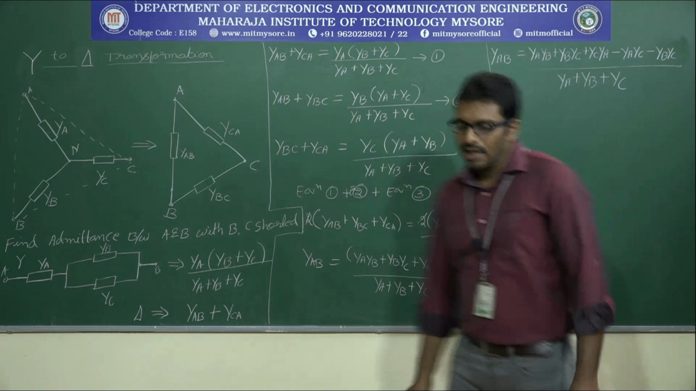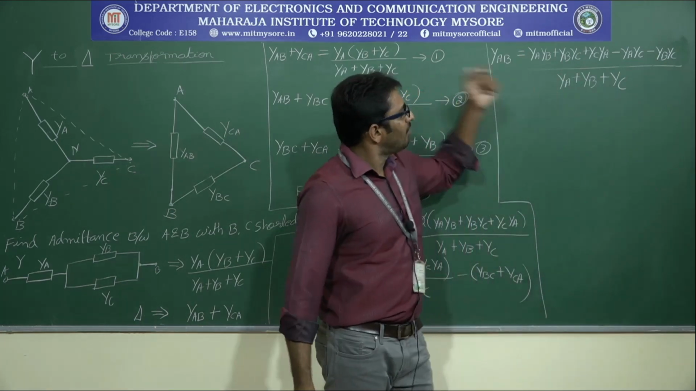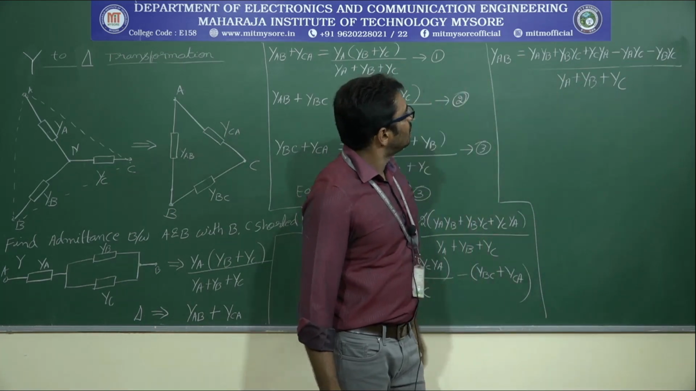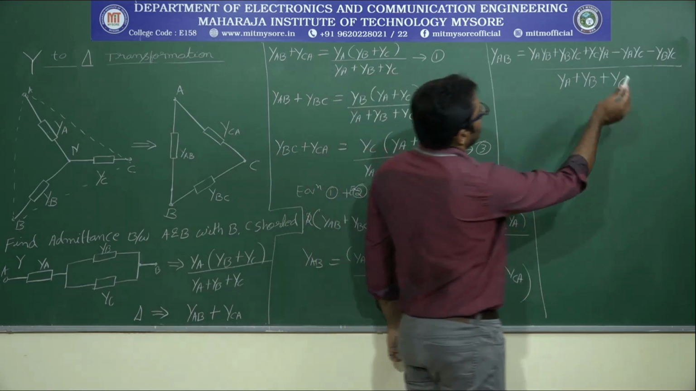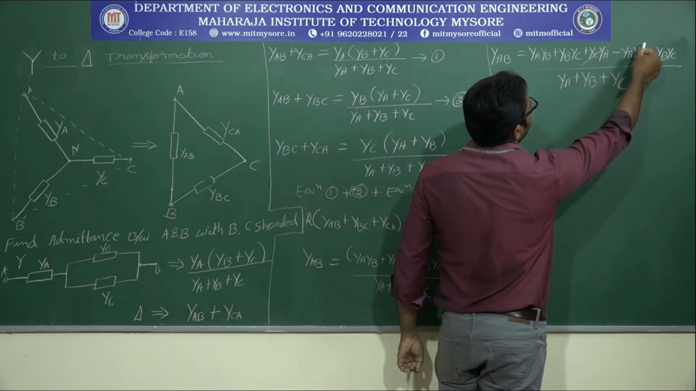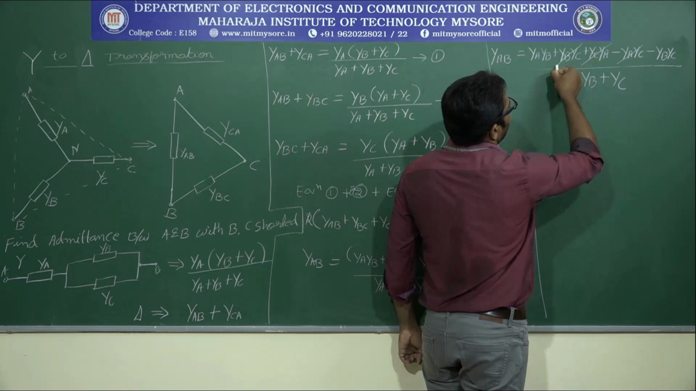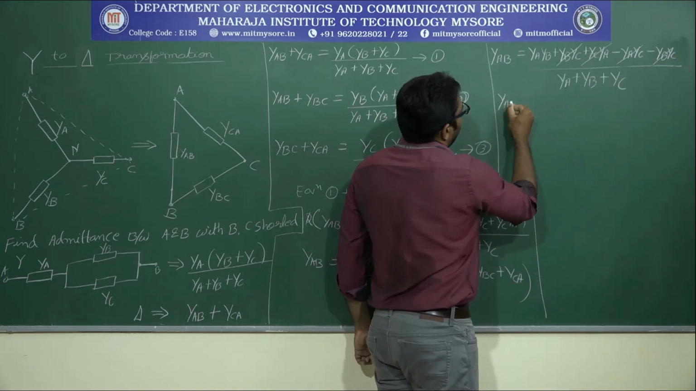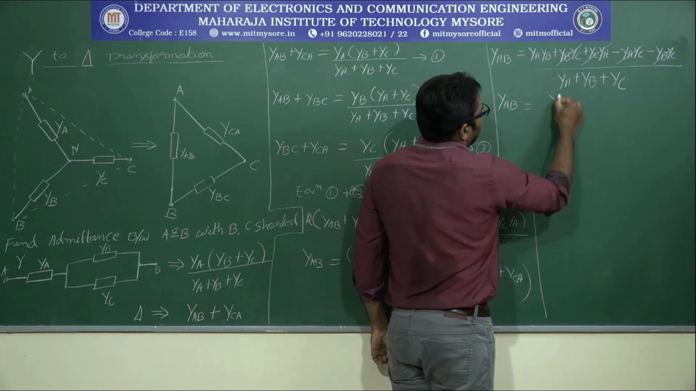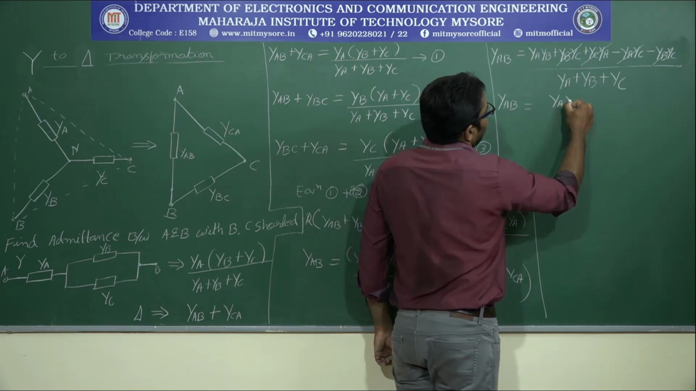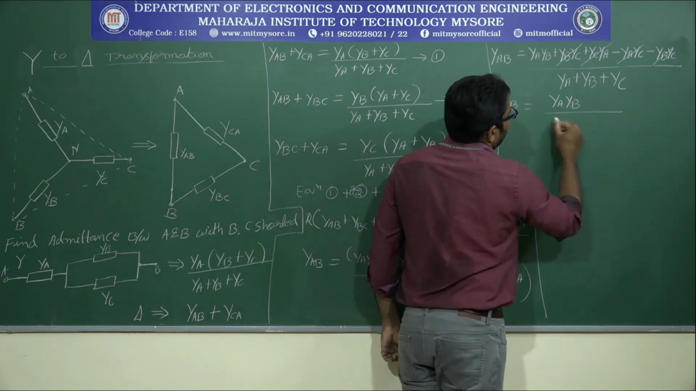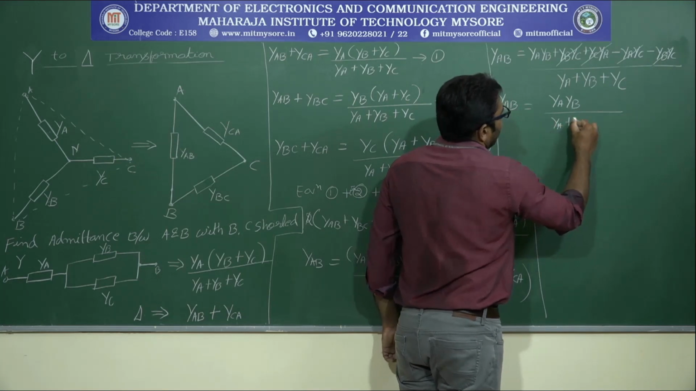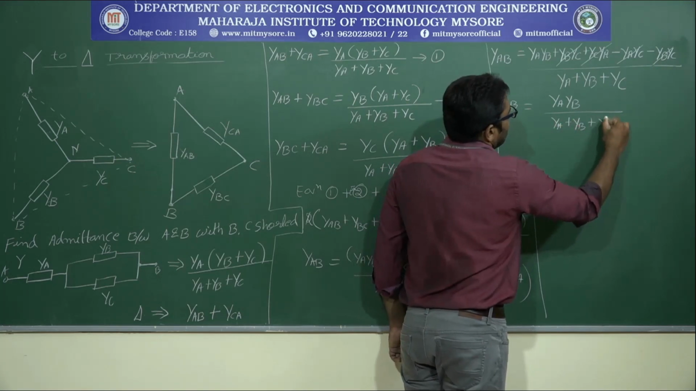So just see this equation. What terms will get cancelled? YA YC, plus YA YC minus YA YC, plus YB YC minus YB YC will get cancelled. Therefore, YAB is equal to YA YB divided by YA plus YB plus YC.